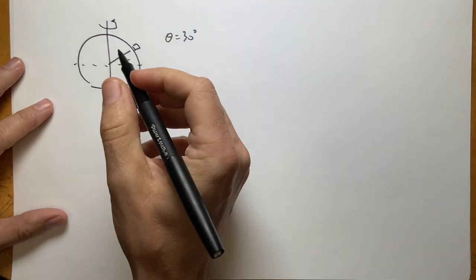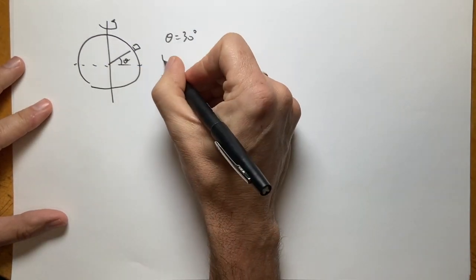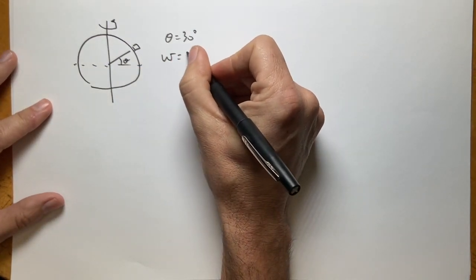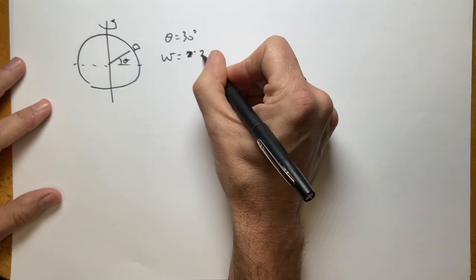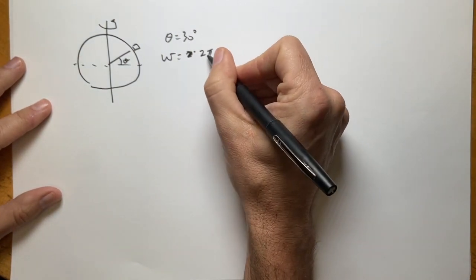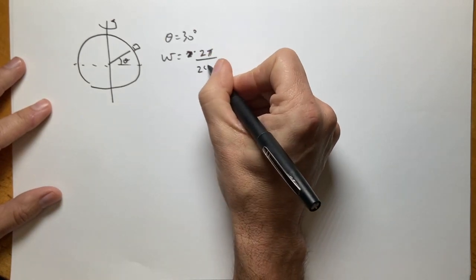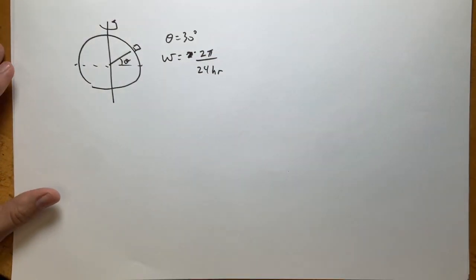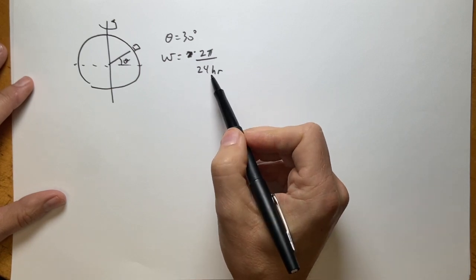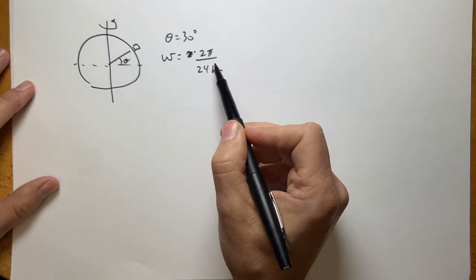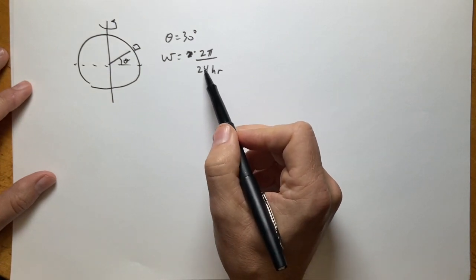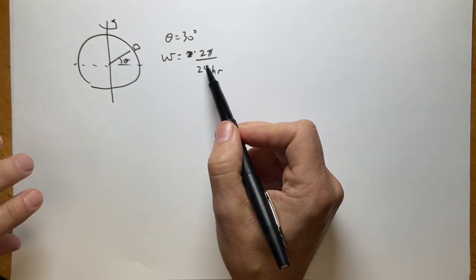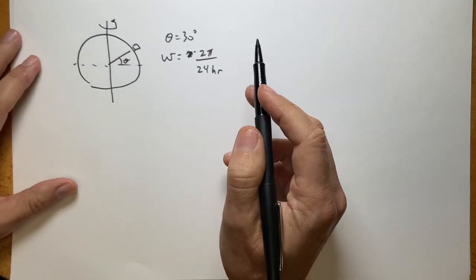So if that's the case, the angular velocity omega is 2 pi radians divided by the time of 24 hours. All right, that's the angular velocity. It's 1 revolution per day, and it's actually a little bit less than that, but that's fine, because this is the rotation to get back to the sun, not the actual rotation. But it's all good.